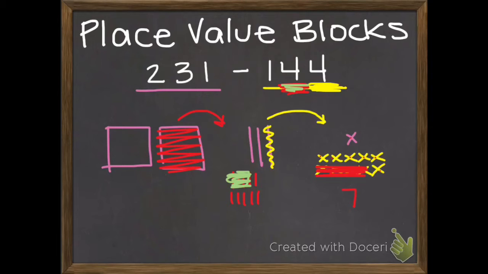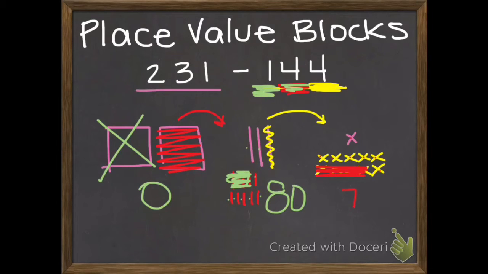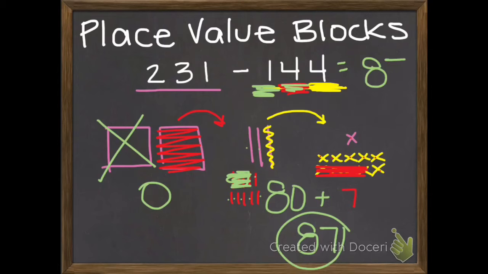Now let's see how many tens I have remaining. 1, 2, 3, 4, 5, 6, 7, 8. I have 8 tens remaining, which is the same thing as 80. Now I move over to the hundreds place. It says here I need to take away 100. If I take away 100, I have nothing left. So I know that 80 plus 7 is 87. So the difference is 87.